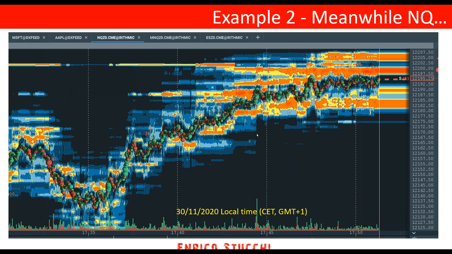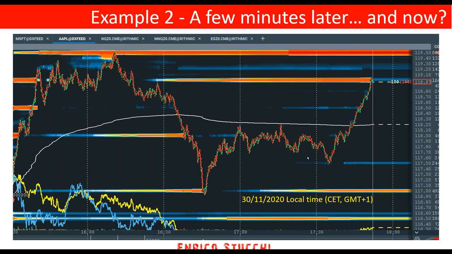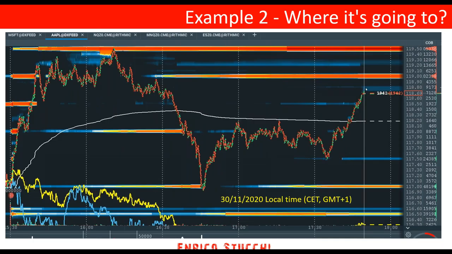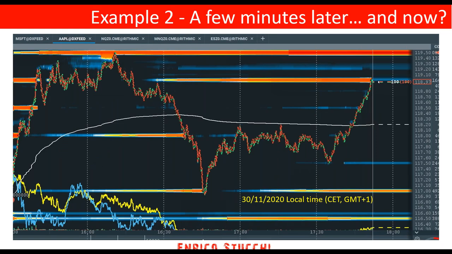This is NQ meanwhile. Okay, look here. What happened after the price here? Okay, this liquidity level attracts. And now, look at this. You have another liquidity level. The price here, the liquidity disappears. Which is the best thing to do? Going long.